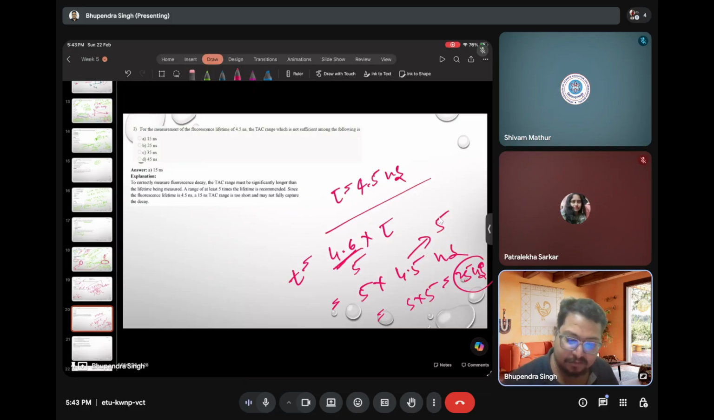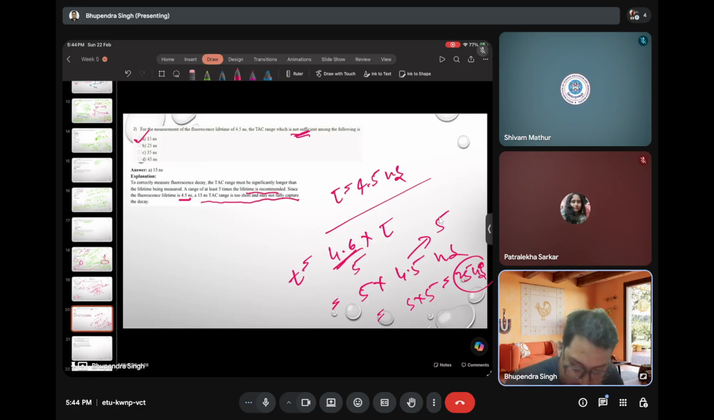So this TAC range must be longer than 25 nanosecond. See, it is written that a range of at least 5 times the lifetime is recommended. Since the fluorescence lifetime is 4.5, a 15 nanosecond TAC is too short and may not fully capture the decay. So the answer is A, not sufficient. So a 15 nanosecond time window is not sufficient.